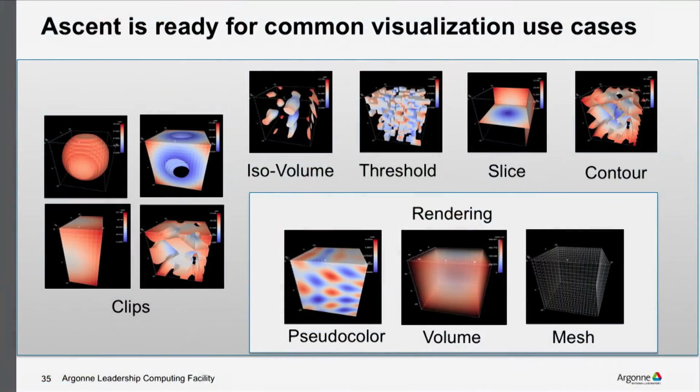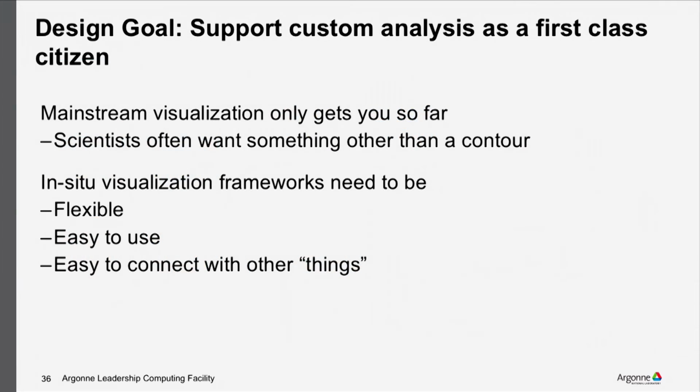So this is a brief overview of the things that you can do in terms of visualization. If you build Ascent, it comes with these capabilities already, right? So you can do clips, and Joe already described these kinds of base operations. You can do clips, isovolume, thresholding, slices, or contours, and it can do rendering as well, right? So you can do volume rendering, or render meshes, or do pseudo-color plots. Since I'm going to run out of time soon, I'm just going to skip this.